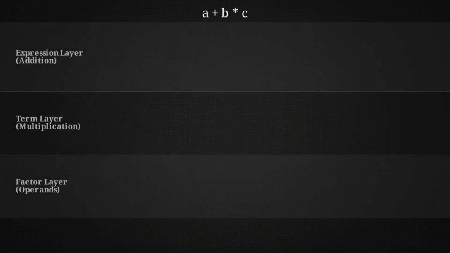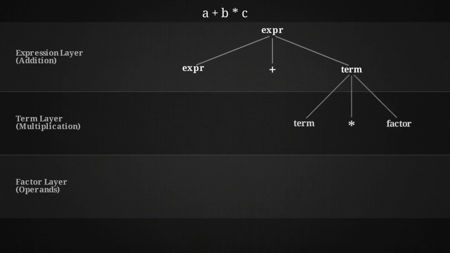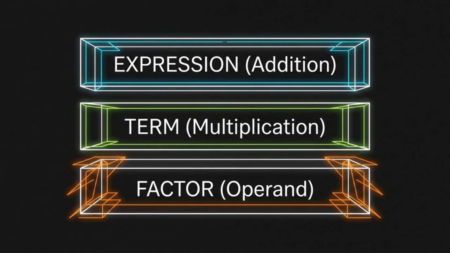To solve this, we create a hierarchy: addition at the top expression layer, multiplication in the middle term layer, and operands at the bottom. Pushing multiplication lower in the grammar forces it lower in the parse tree. Evaluated bottom-up, multiplication mathematically happens first. Establishing this vertical hierarchy is the universal mechanism compiler designers use to enforce exact operational precedence.